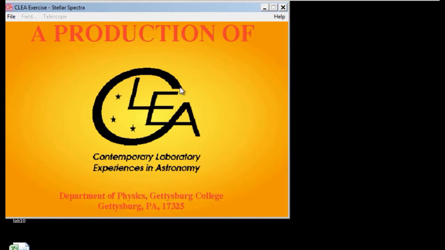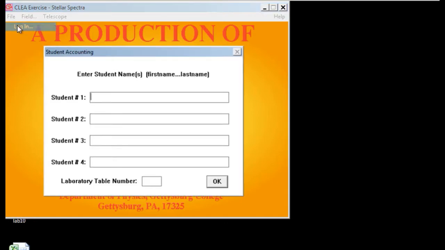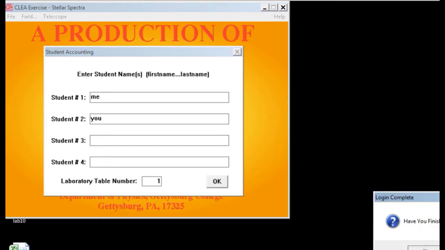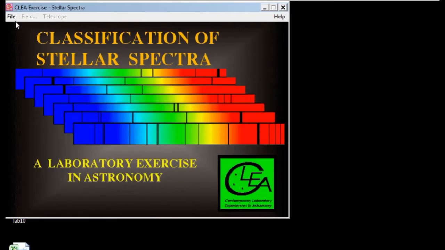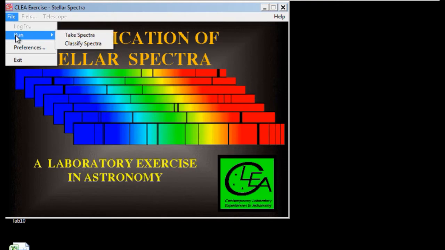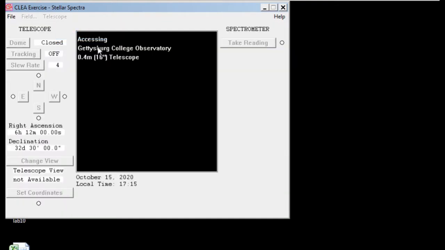All right, so here we are in the CLEA software, and where we're picking up in the manual is on page 7, part 3, spectral classification of main sequence stars. So the first thing we need to do is log in. It would want all the students' names. So me and you will be the students, and we will be table 1. Yes. And this brings us here to where we can run the first part, take spectra.